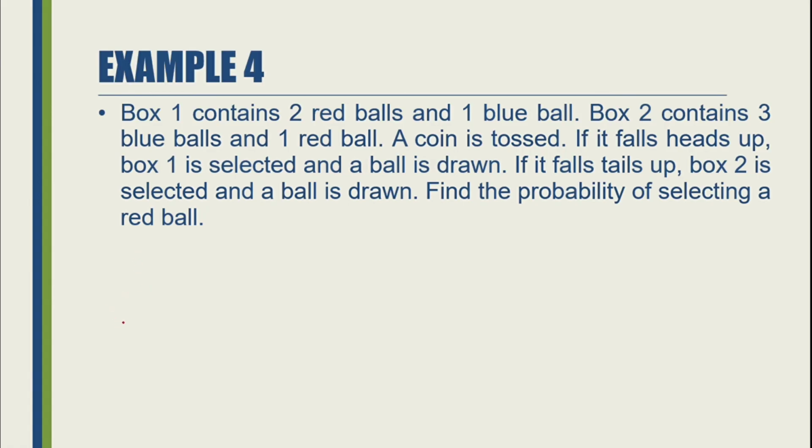First, we're going to get the probability. If this is the coin, the probability of box 1 is 1/2 since this is a coin, and the probability of box 2 is 1/2. Again, the probability of box 1 is 1/2 and the probability of box 2 is 1/2 because a coin is tossed here and if it falls heads up, box 1 is selected. So the chance of selecting box 1 is 1/2 and the chance of selecting box 2 is 1/2.